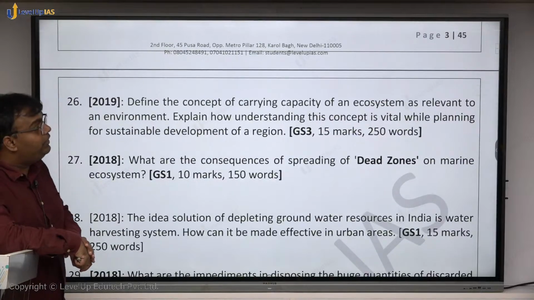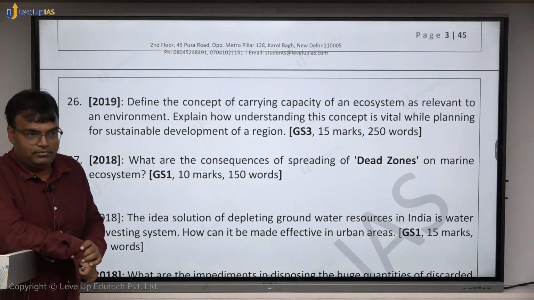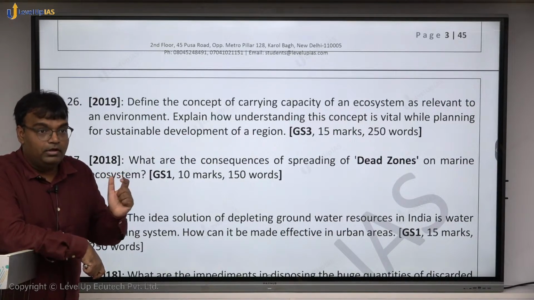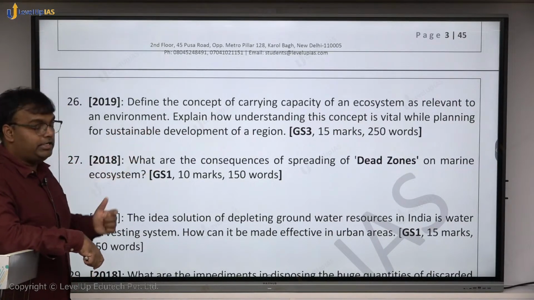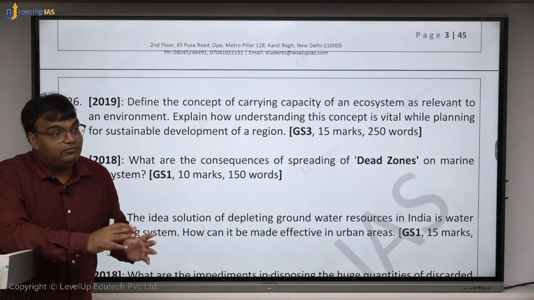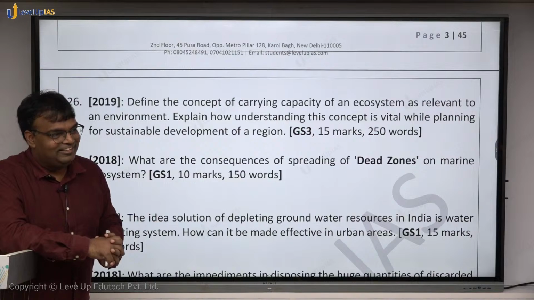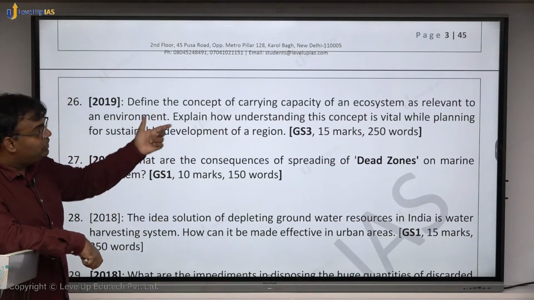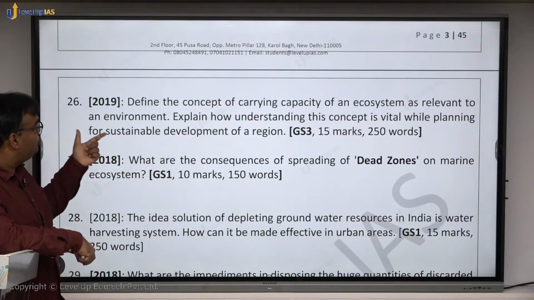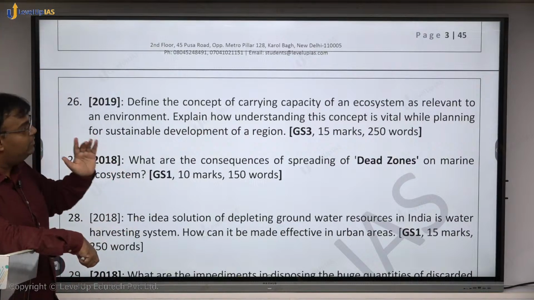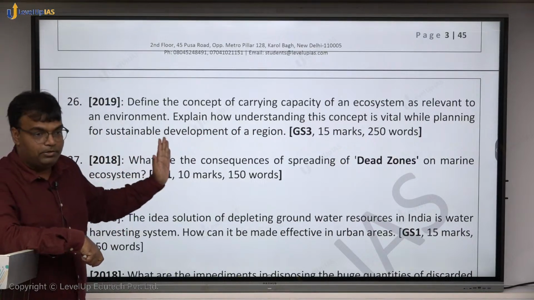Define the concept of carrying capacity of an ecosystem. Carrying capacity, another important topic. We will see. यहाँ पे in 2019 it may appear new, but if we had analyzed PYQs, 2013-14 में they have already asked this. They have already asked questions related to carrying capacity. So, define the concept of carrying capacity of ecosystem as relevant to an environment. Explain how understanding this concept is vital while planning for sustainable development of a region.